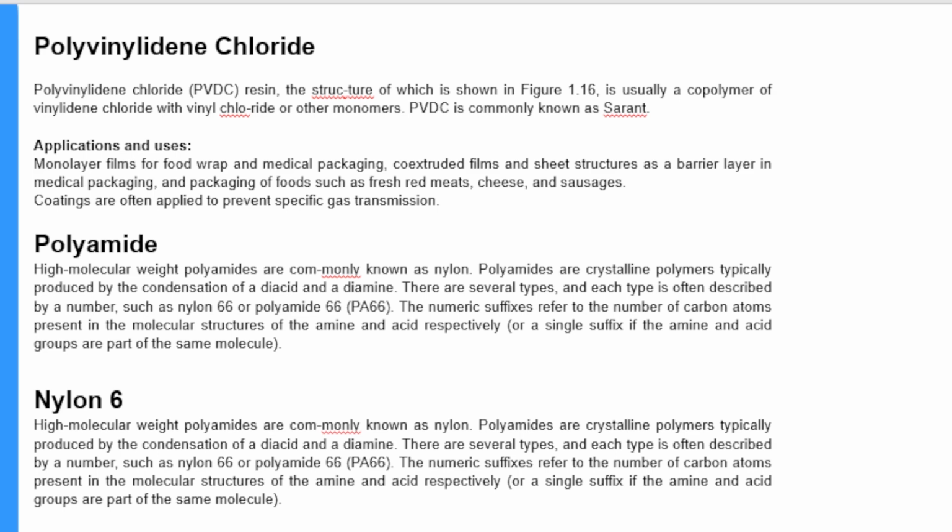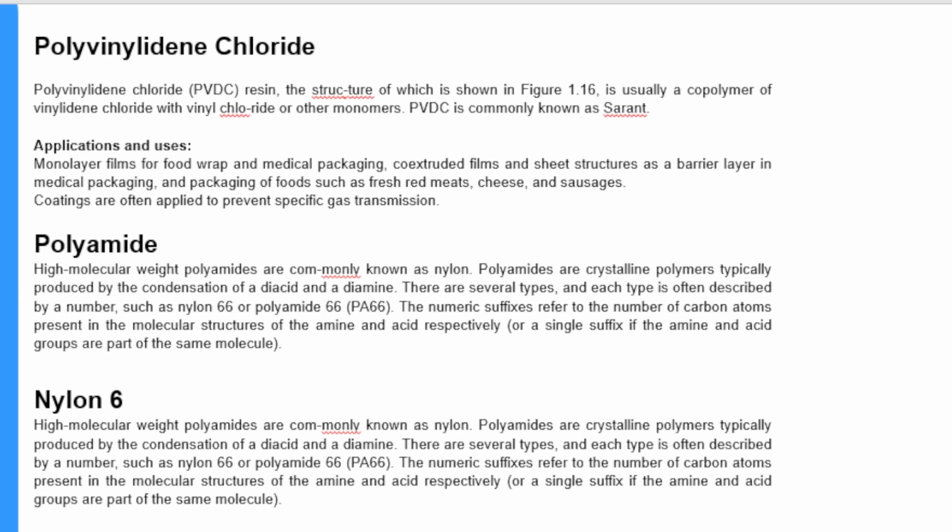Polyamide. High molecular weight polyamides are commonly known as nylon. Polyamides are crystalline polymers typically produced by the condensation of a diacid and diamine. There are several types and each type is often described by a number, such as nylon 66 and polyamide 66, PA66. The numeric suffix 6 refers to the number of carbon atoms present in the molecular structure of the amine and acid respectively, or a single suffix if the amine and acid groups are part of the same molecule.